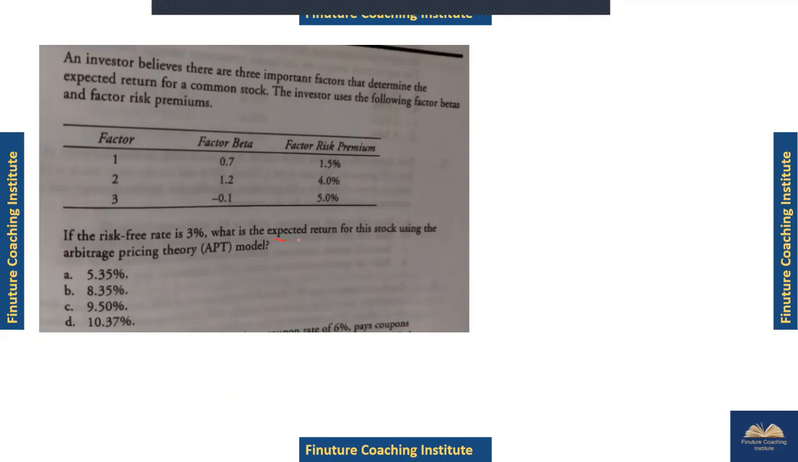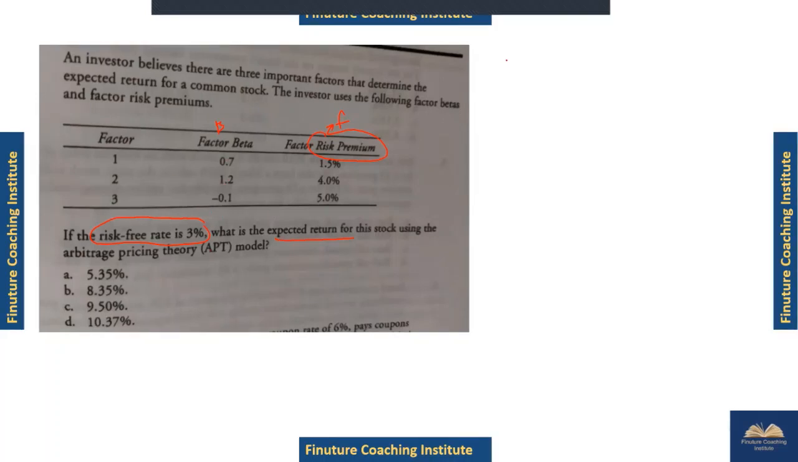We have been asked to calculate expected return. We've been given the risk-free rate, betas, so these are betas, and the corresponding risk premium expected for bearing this beta. So this is a risk premium. Let me call this F.